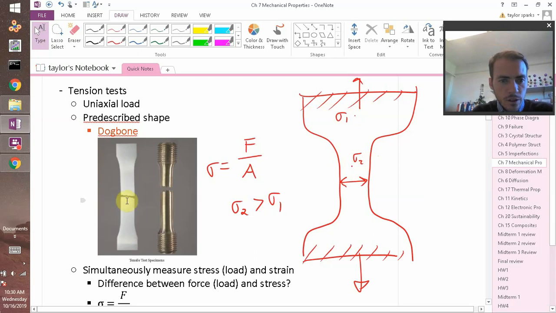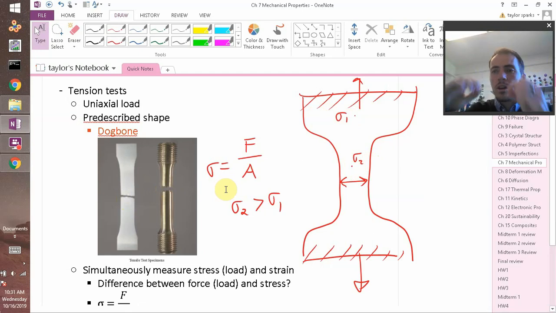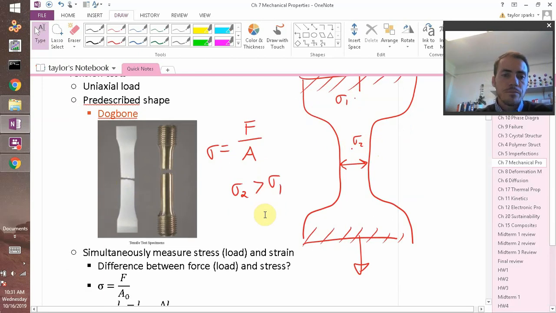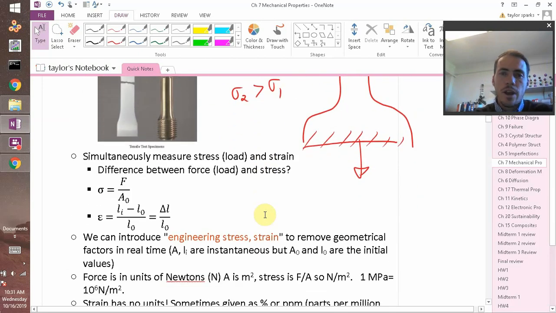It fails here in this middle gauge section. That's by design, so that you don't break from just grabbing it and damaging the material, but it breaks due to the pure material's properties and not how you're grabbing onto it, okay? So you've got your stress, which is the force over the area. Now notice here, I'm putting A naught. A naught means your original area.